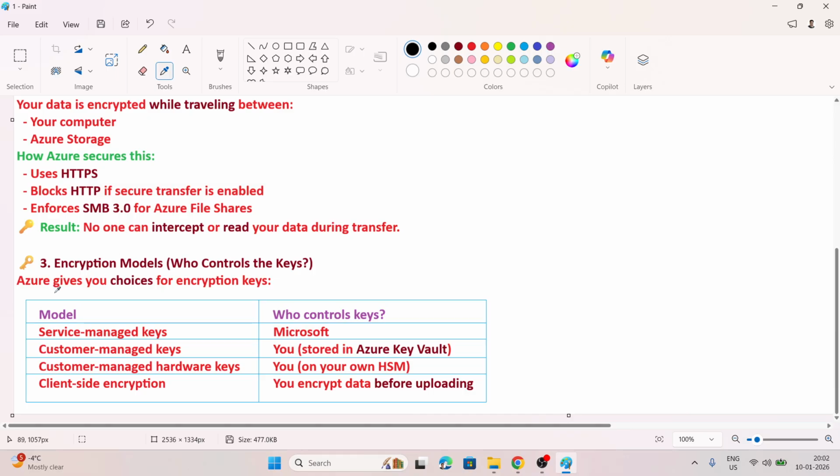Then encryption models. Azure gives us choices for encryption keys. Service managed key, which is controlled by Microsoft. Then customer managed key, which is controlled by us. Then customer managed hardware keys, which are managed by us on our own HSM. Then client side encryption, where we encrypt data before uploading.